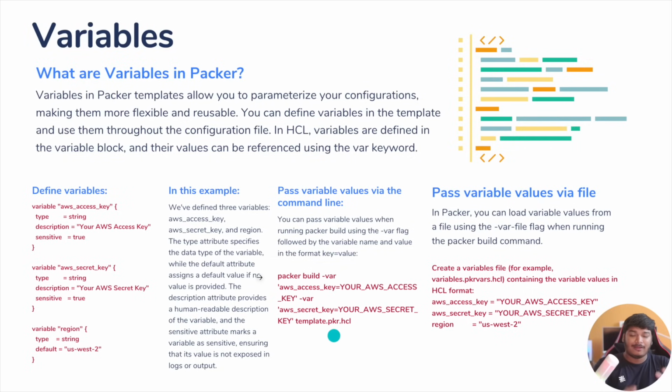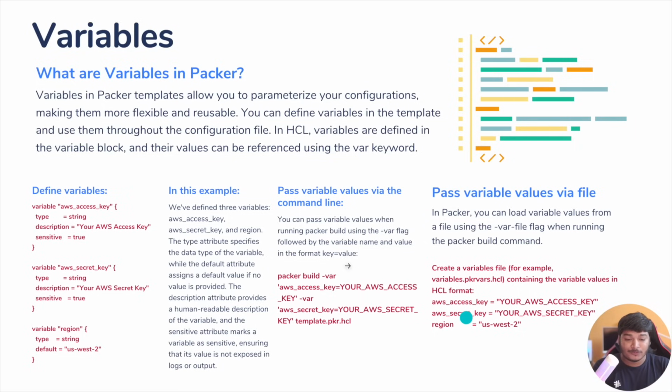Okay, and then after giving space, you just have to mention what is the template that you want to build or to process. That is template.pkr.hcl. It could be any Packer file, a template file that you want to build. Okay. Now you can pass all these values via file also. For that you have to use a flag called var-file.